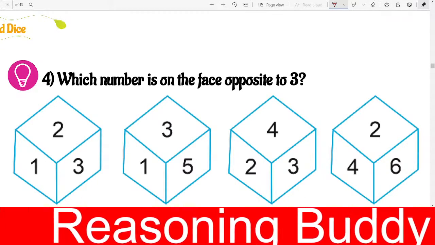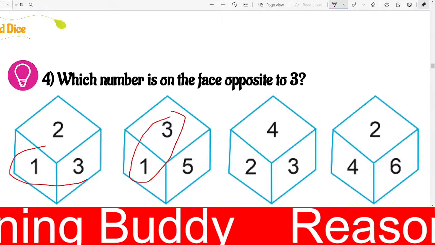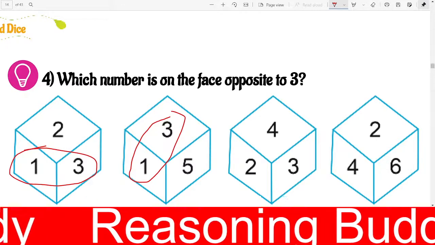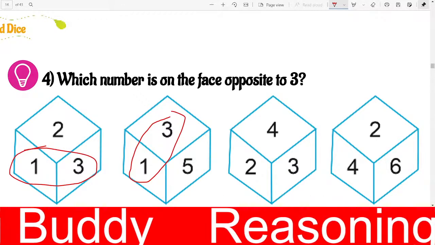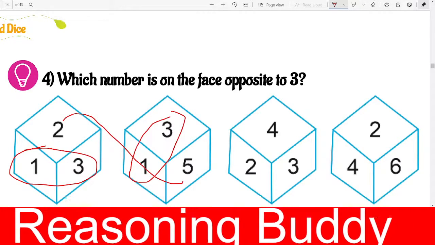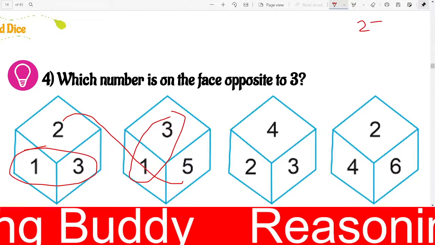In 3 you can go for, here 3 and 1 are common, here also 3 and 1 are common. So now, you can see here 2 and 5 are opposite faces. We can know that. So that is 2 and 5 are opposite.